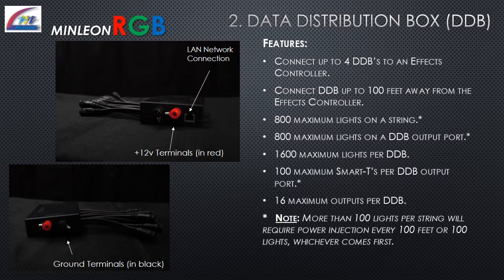800 maximum lights on a string, but more than 100 lights per string will require a power injection every 100 feet or 100 lights, whichever comes first. 800 maximum lights on a DDB output port. 1,600 maximum lights per DDB. 100 maximum Smarties per DDB output, and 16 maximum outputs per DDB.